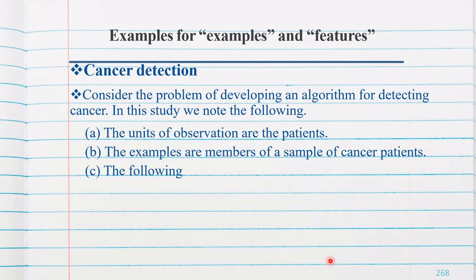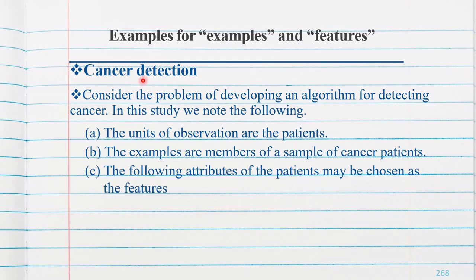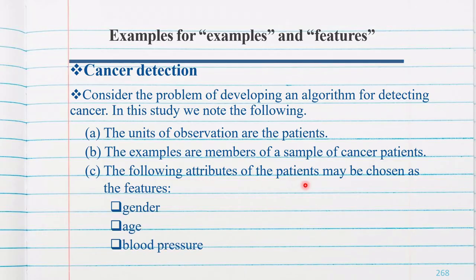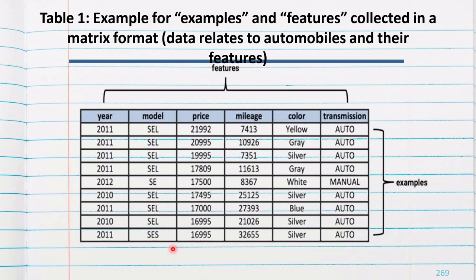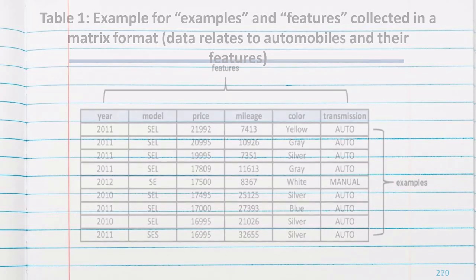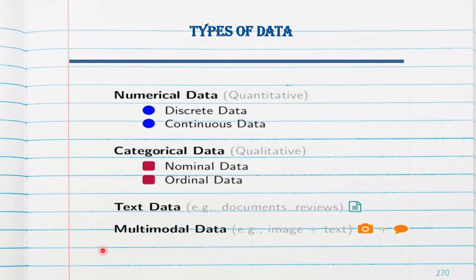Some examples. We had already studied this. This is just a revision for you. Cancer detection, unit of observation: patients. Examples are members of a sample of cancer patients. Following are the attributes of a patient, that is gender, age, blood pressure. So these are the features. Rows represent the examples.